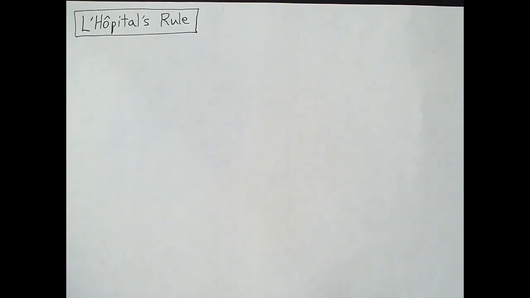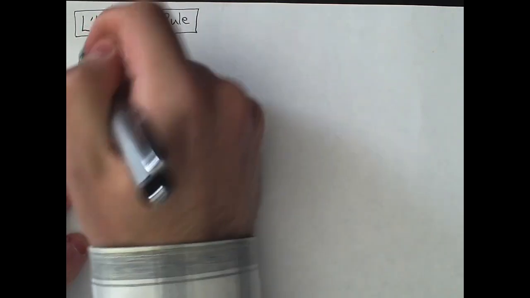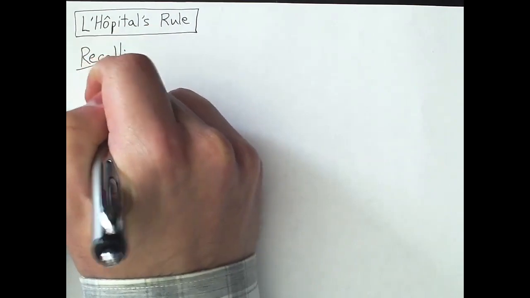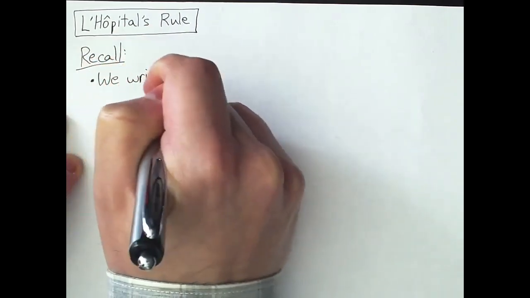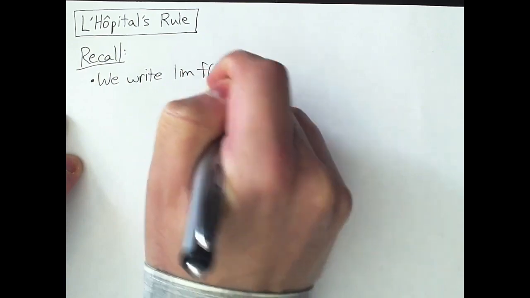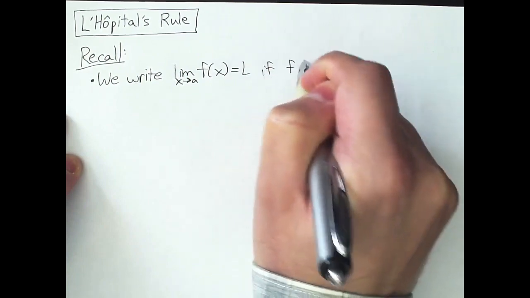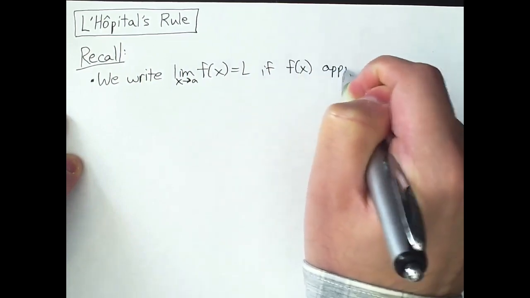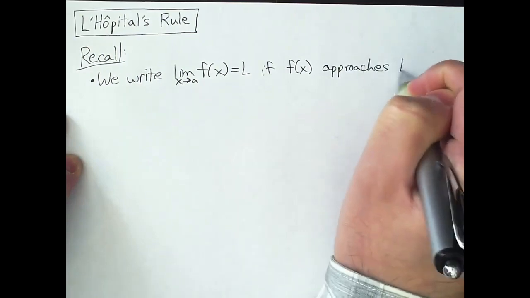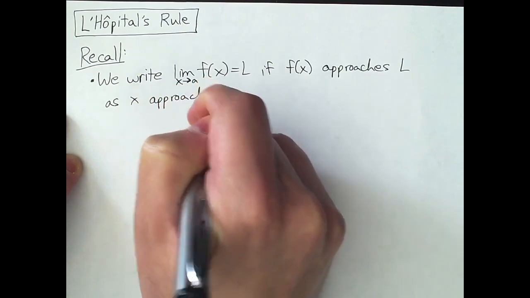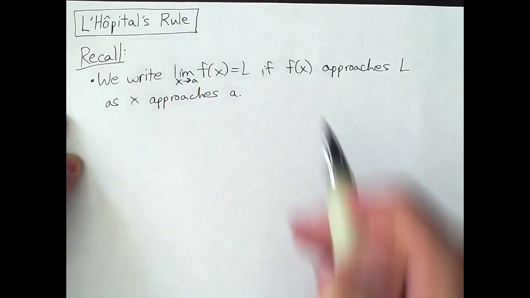Okay, so L'Hopital's rule is something that is going to help us with certain limit problems. It's been a while since we've talked about limits, so I want to remind you of a couple of things. Recall, we write the limit of f of x as x approaches a equals L if f of x approaches L as x approaches a. I mean, we know this, but I just want us to get into the right mindset.